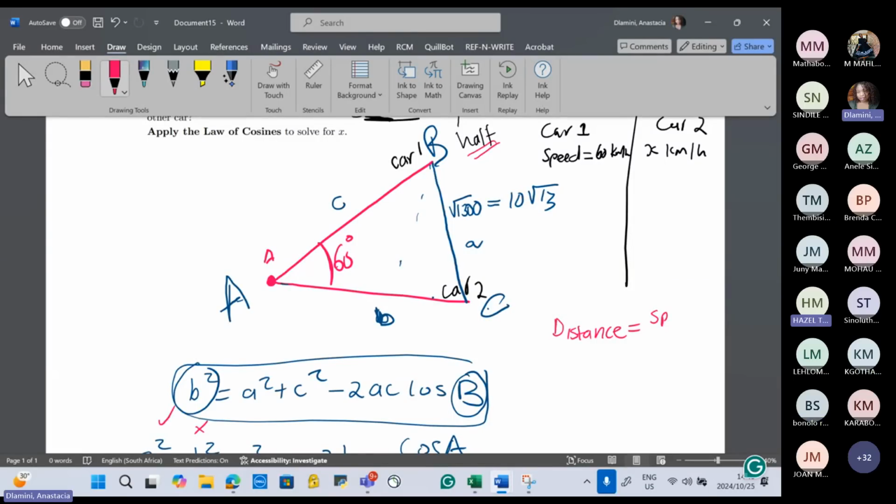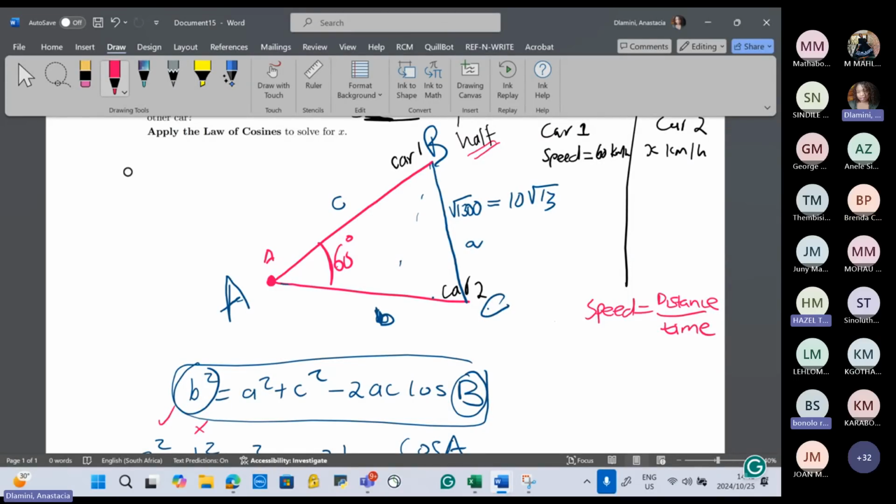So what is speed? Okay, what does the actual formula say? Let's go back. Speed is equal to distance over time. So they say speed is equal to distance over time. Well done. Are we all together?